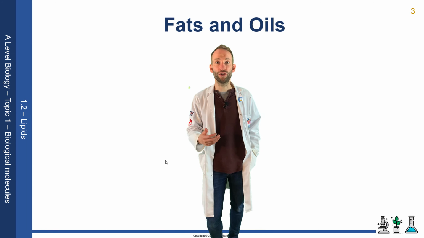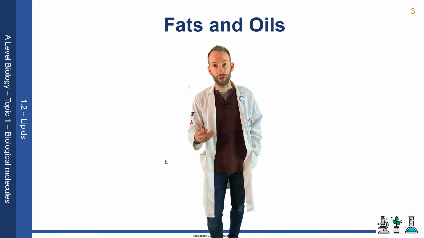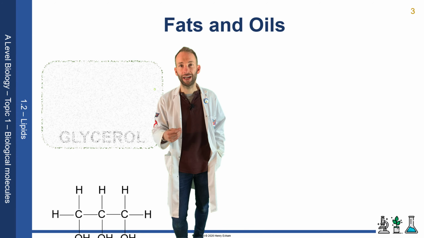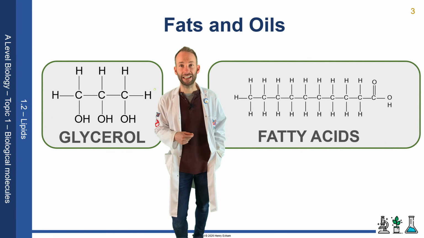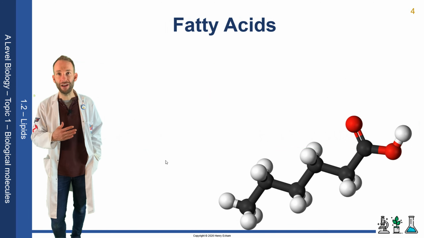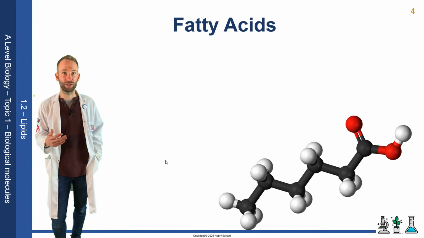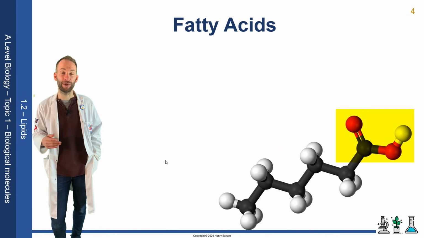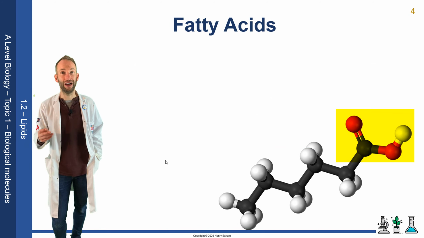So, fats and oils are groups of lipids. Fats are solid at room temperature, oils are liquid at room temperature. They are made of two types of molecule, glycerol and fatty acids. So, fatty acids, these molecules vary in length and bond structure, but they always have the acid bit, the carboxylic acid group at one end, the COOH.